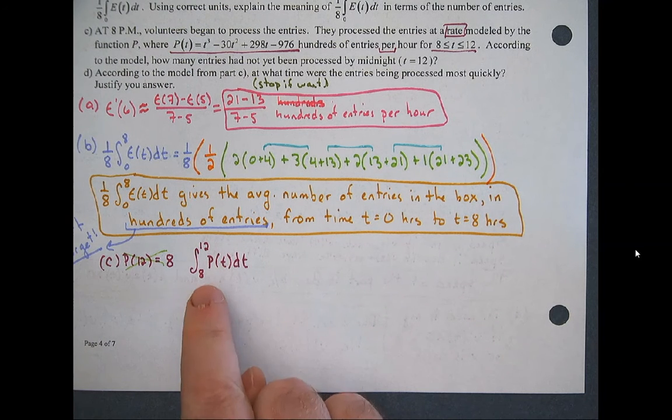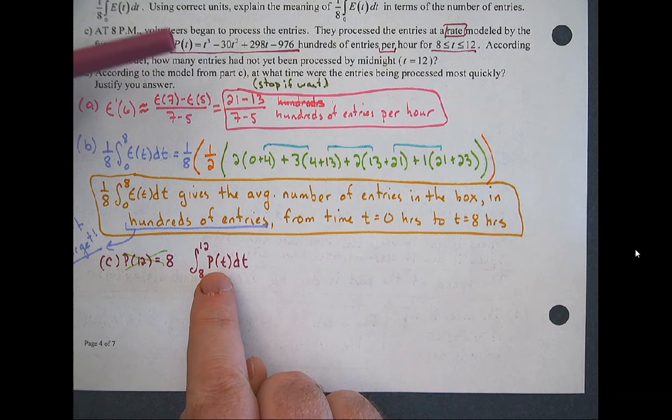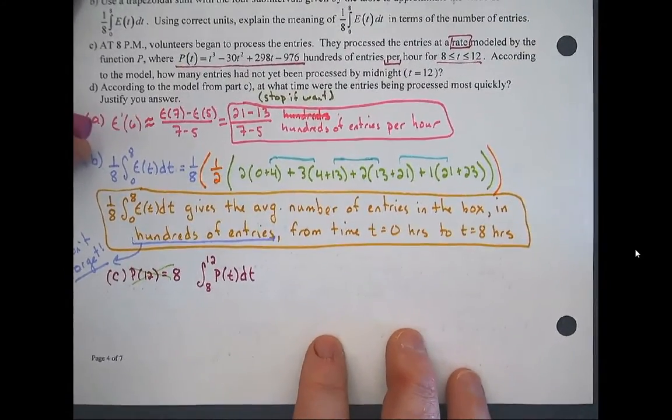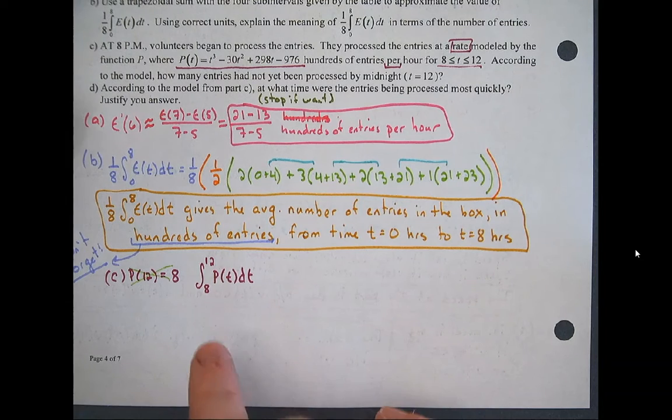Now, if you want to, feel free to go do this by hand. This is something I would say would be pretty easy to integrate, but plugging and chugging. This is a calculator permitted problem, so I'm not going to do this by hand. I'm going to ask my calculator to do it for me.